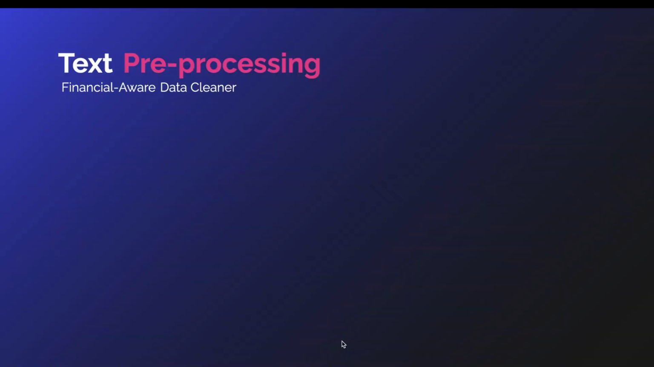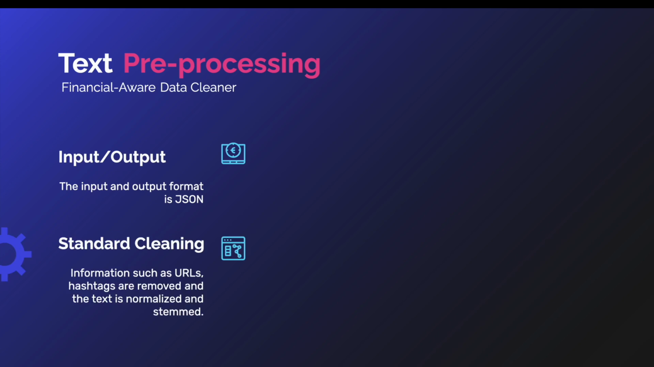I will be going over text pre-processing, where a financial-aware data cleaner is employed. The input to this particular function is in the form of a JSON string, which is returned by the API call, and the output is a clean JSON string.